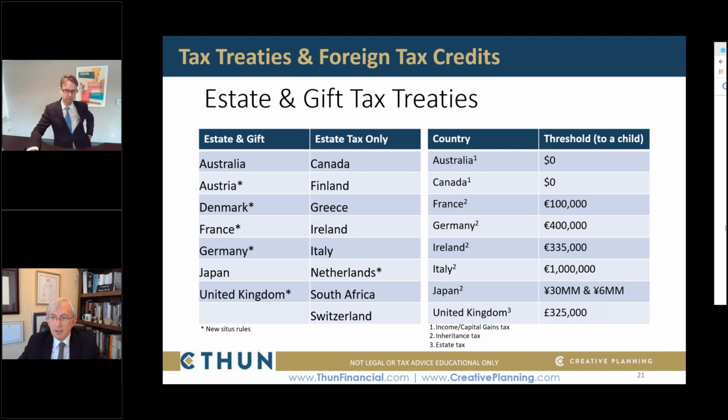So coordination, I think, is the key there. And the most straightforward way to get coordination is to cover everything in one will.